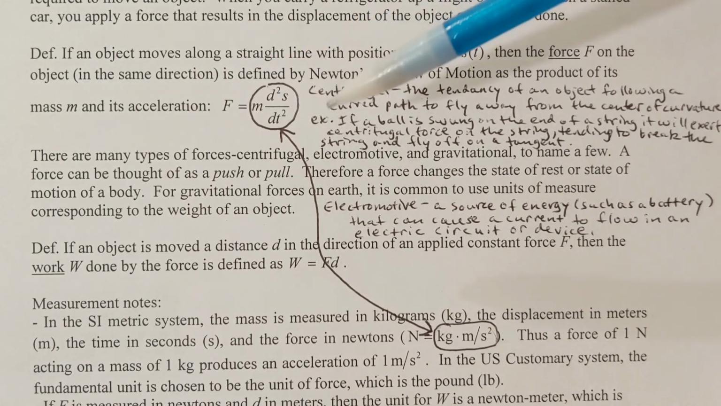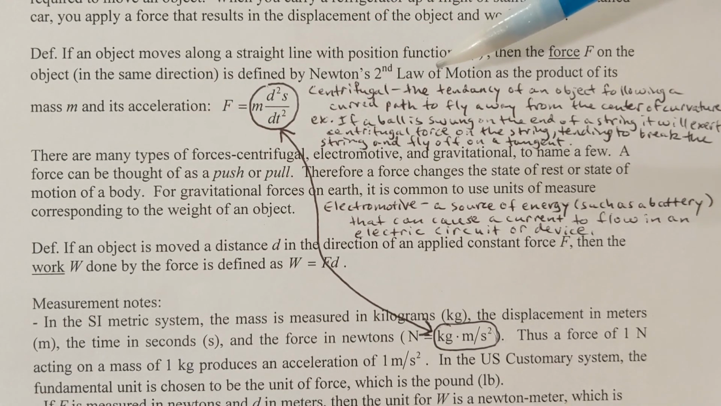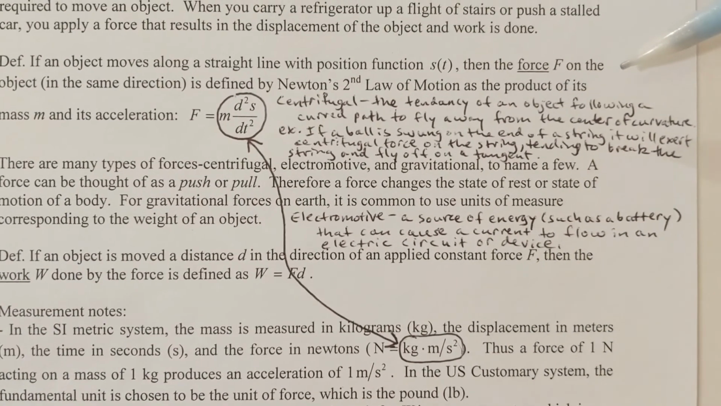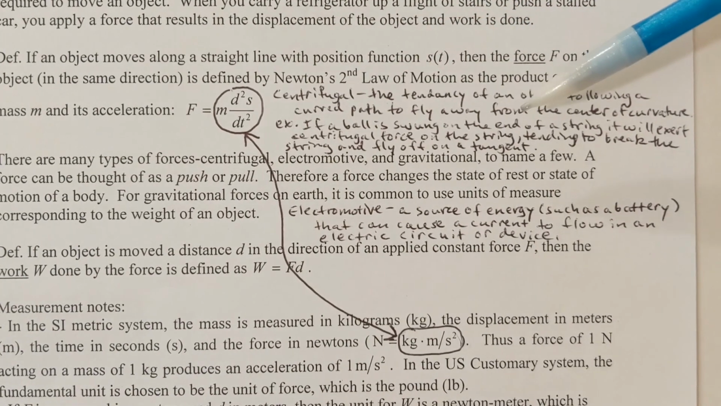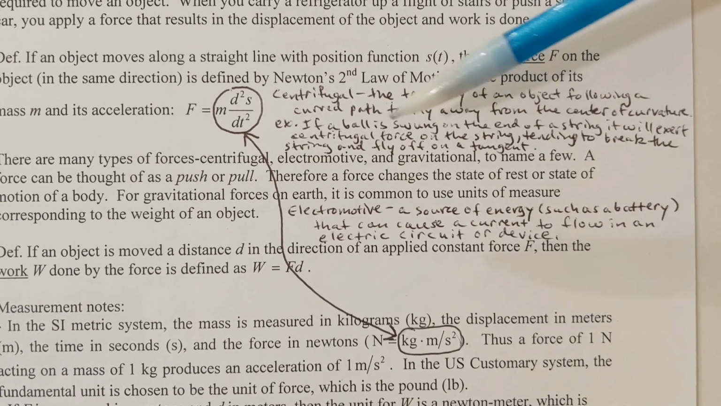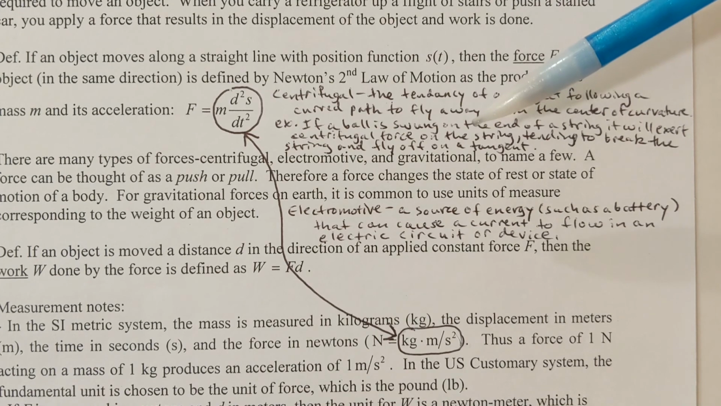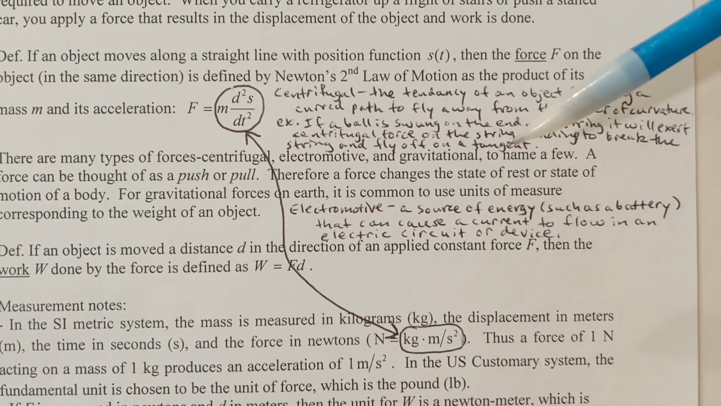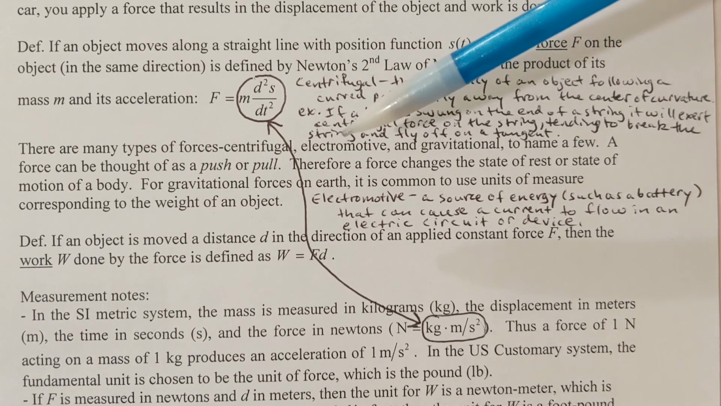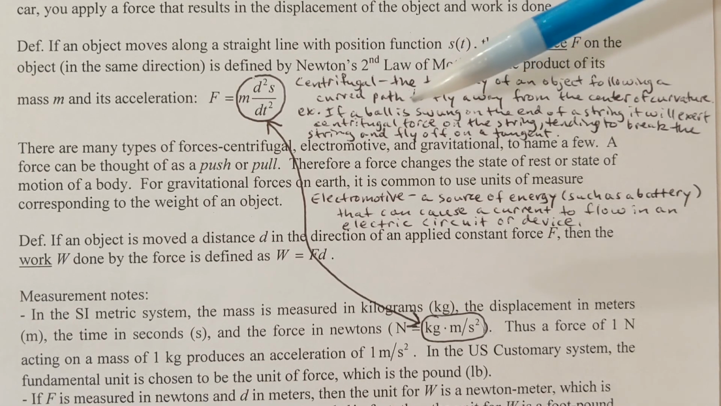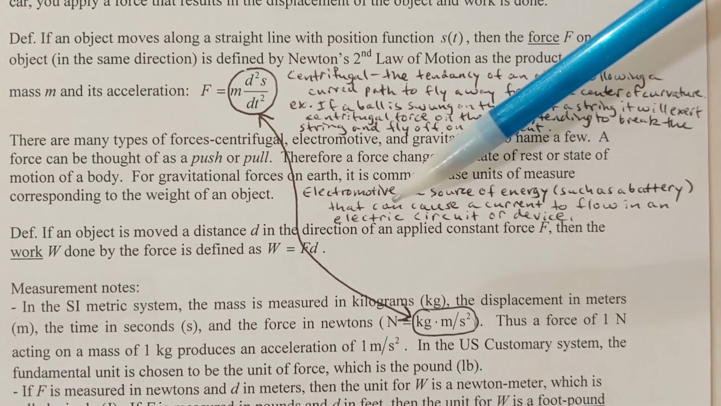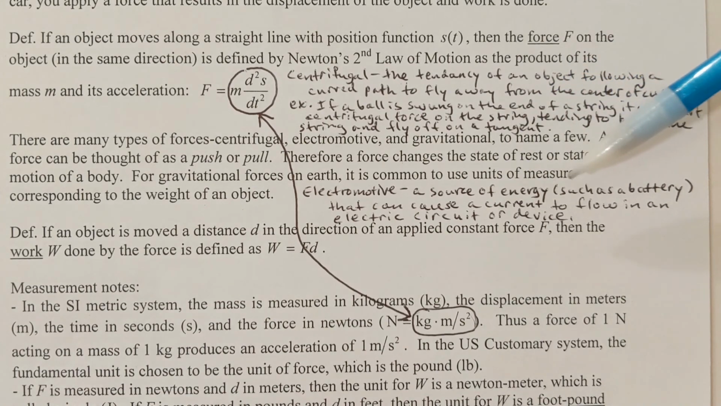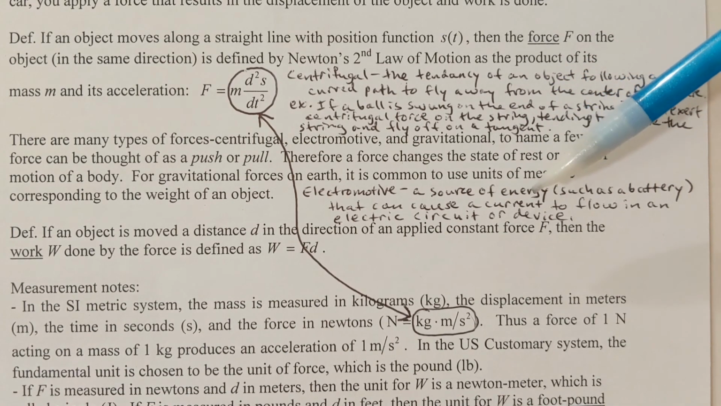There are many types of forces. Centrifugal force is the tendency of an object following a curved path to fly away from the center of the curvature. An example would be if a ball is swung on the end of a string, it will exert a centrifugal force on the string, tending to break the string and fly off on a tangent. There's electromotive force, and that would be a source of energy, like a battery that can cause current to flow in an electric circuit or a device of some kind.